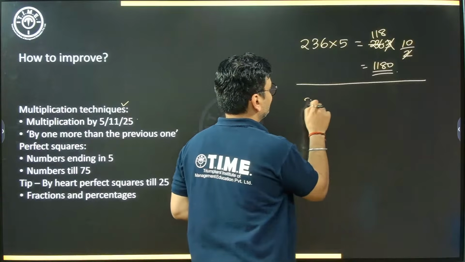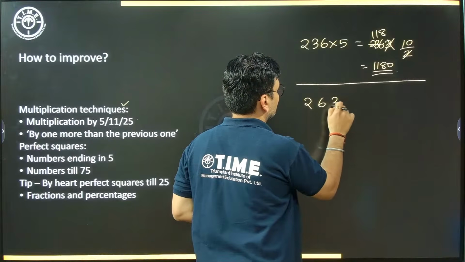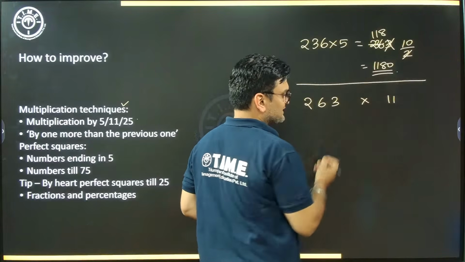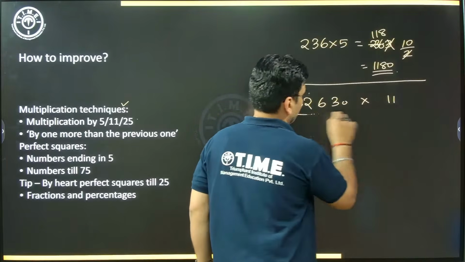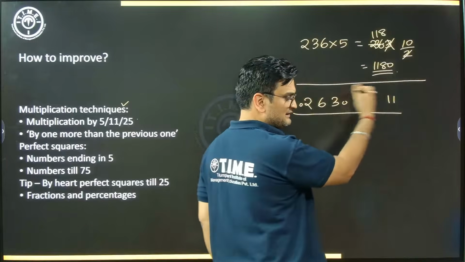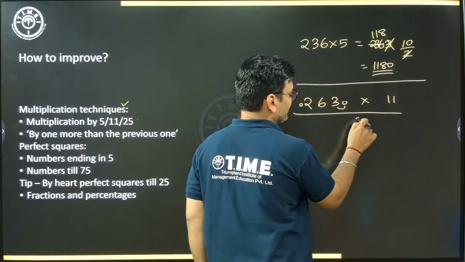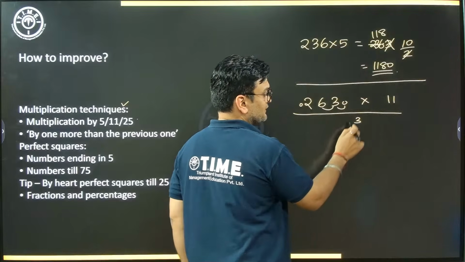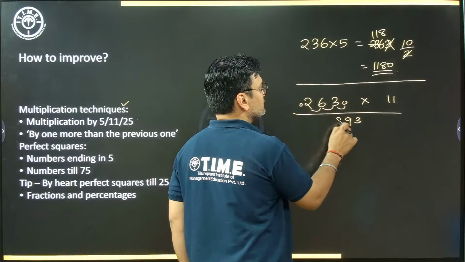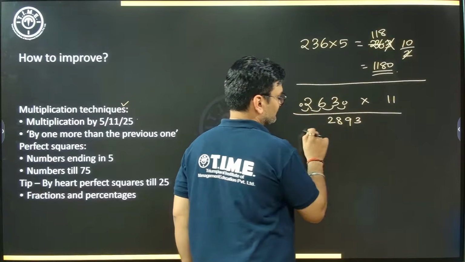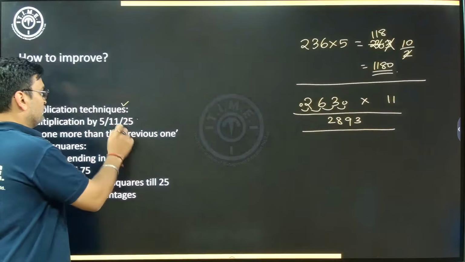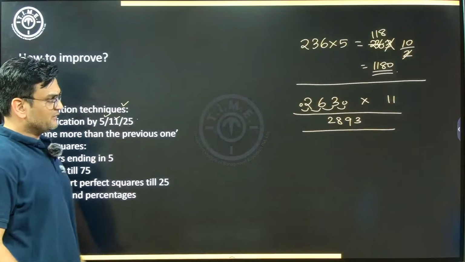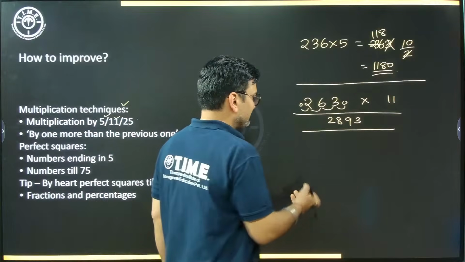Multiplication by 11. As we discussed some time back, we assume a 0 in the beginning and at the end, and then just go on adding consecutive digits starting from the right hand. So 0 and 3 will give you 3, 3 and 6 will give you 9, 6 and 2 will give you 8, 2 and 0 will give you 2. So 2893 will be our answer. So multiplication by 5, multiplication by 11, multiplication by 25 is also very similar.